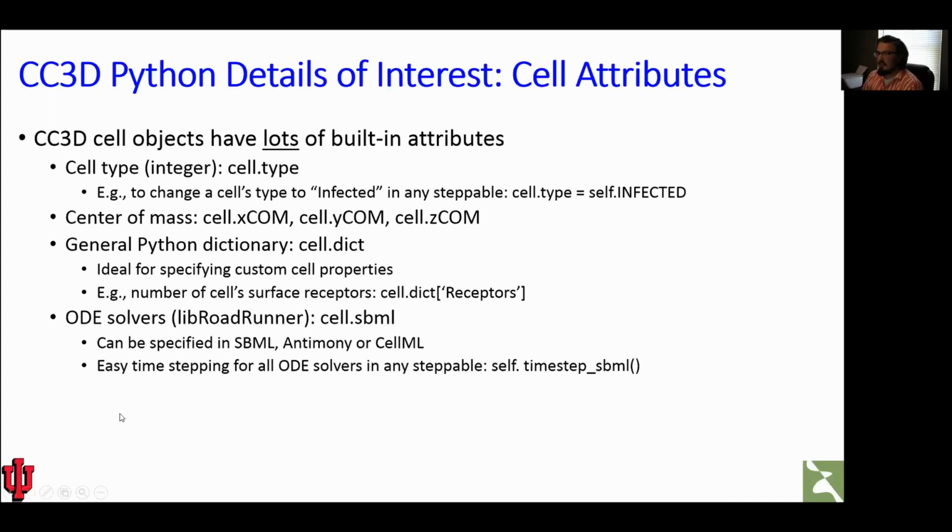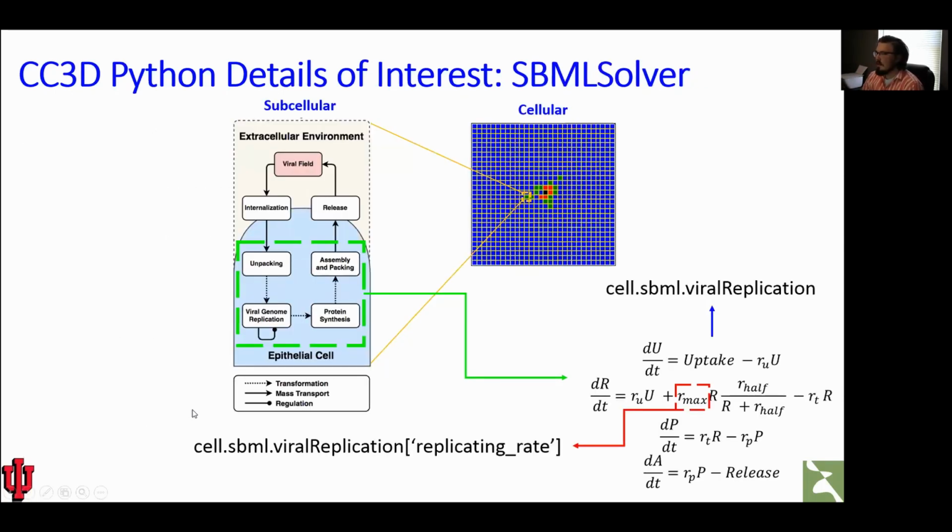And in CC3D Python Steppables, there's just a very basic convenience function defined for the Steppables. It's called timestepSBML, and this just tells the CC3D simulator to integrate in time every ODE solver that's been defined, whether by cell or in general. So this is an example of this, again, shown here in the bottom right. This is the viral replication model. Again, this is modeled with 4 ordinary differential equations.